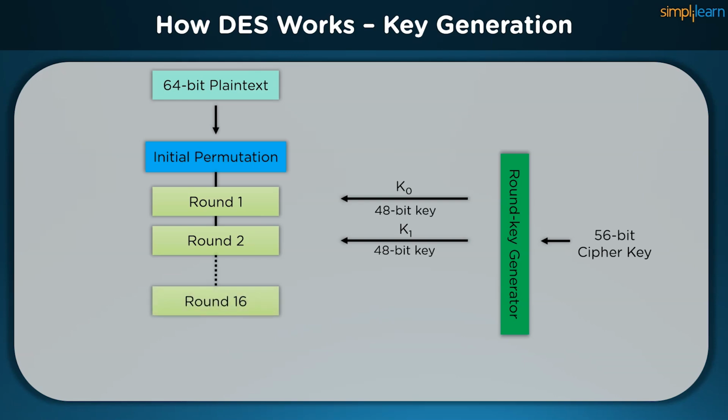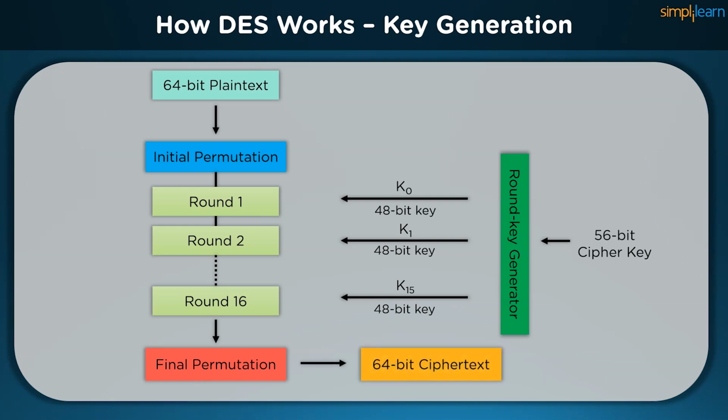When passing through all these rounds, we reach round 16, where the final key is passed on from the round key generator and we get a final permutation. In the final permutation, the halves are swapped and we get a final ciphertext. This is the entire process of DES with 16 rounds of Feistel ciphers encompassed in it.